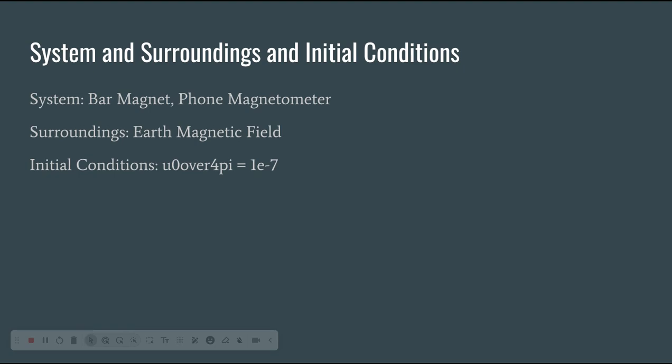So basically, to deal with the Earth's magnetic field, we're going to align our phone with the north magnetic field so that our x component is basically unaffected by that. Then we're going to take our measurements with that so that we're only measuring the magnetic field of the bar magnet, not of the bar magnet and the Earth.